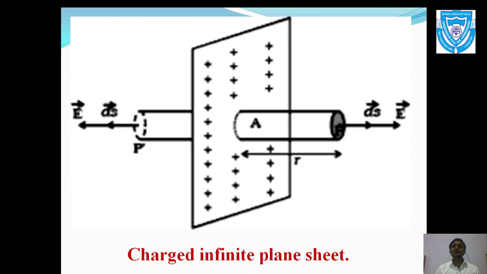Over here, the electric field is in the outward direction. According to the diagram, you see that this is a uniform charge distribution. Therefore, the electric field will be perpendicular to the small area ds. By this, what can we say? The angle between ds and E bar is 0, since it is by symmetry and uniform charge distribution.